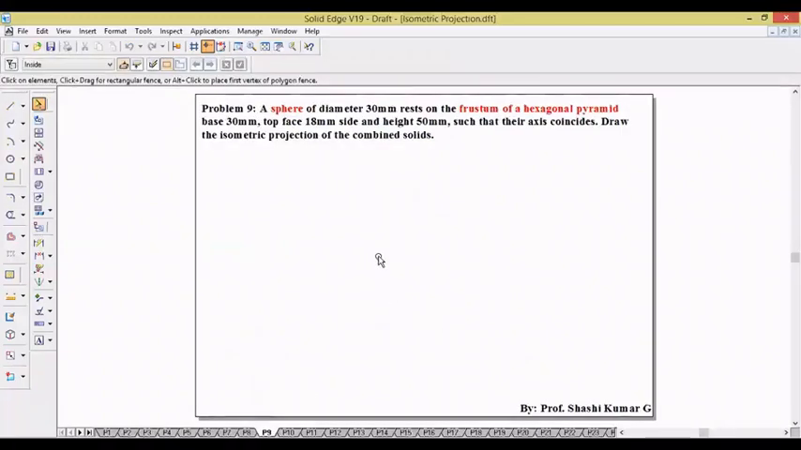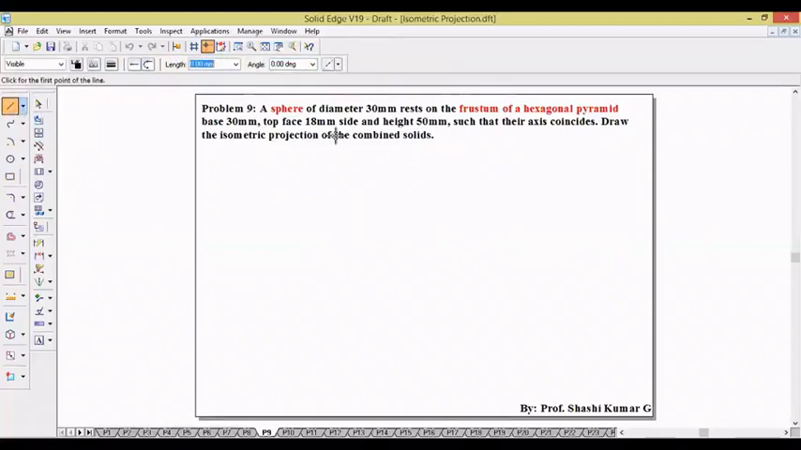Let's move on to problem number 9. A sphere of diameter 30 mm rests on a frustum of a hexagonal pyramid of base 30 mm, top face 18 mm and height 15 mm such that their axes coincide. Draw the isometric projection of the combination of solids.